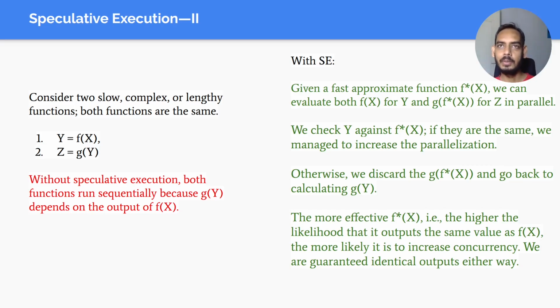You are trying to parallelly run f of x and f star of x, which is an approximation of f of x, and in this way reduce the inference time in terms of LLMs.